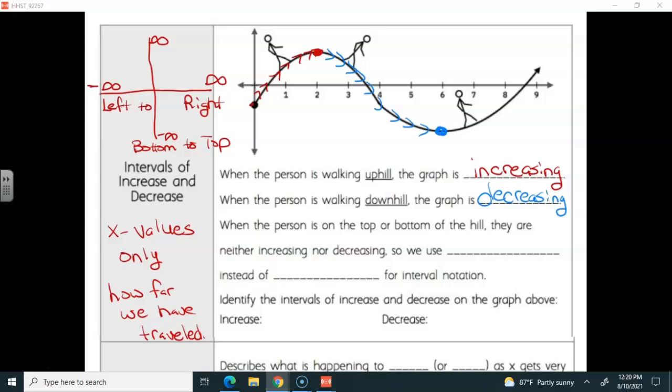Now, I want you to think about when you go hiking. Okay, when you get up to the top of the hill here, once you're at the top of that hill, you're not walking up or down. Okay, you're neither increasing or decreasing at that. That's the point of change in direction. I go from increasing to decreasing, but I'm not increasing there or decreasing. So when the person's at the top or the bottom of the hill, they are neither increasing nor decreasing. So we use parentheses to label increase and decrease instead of brackets.